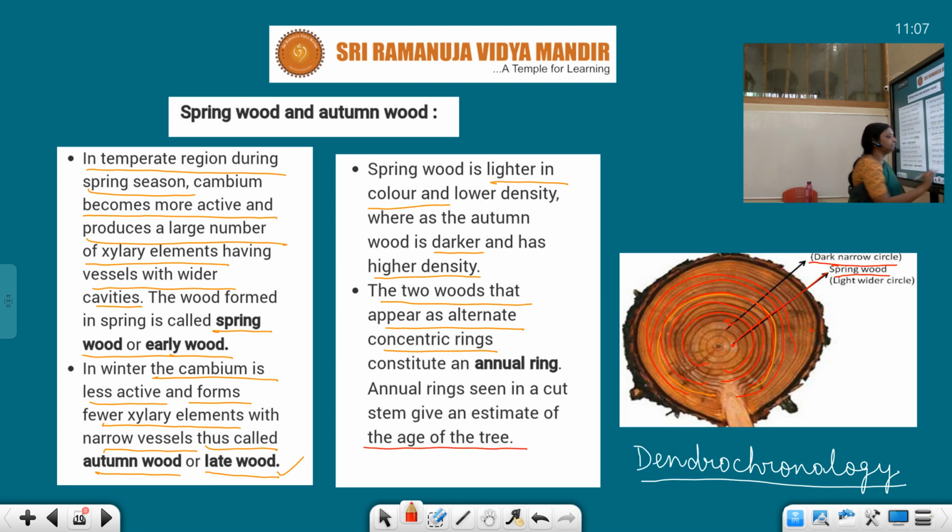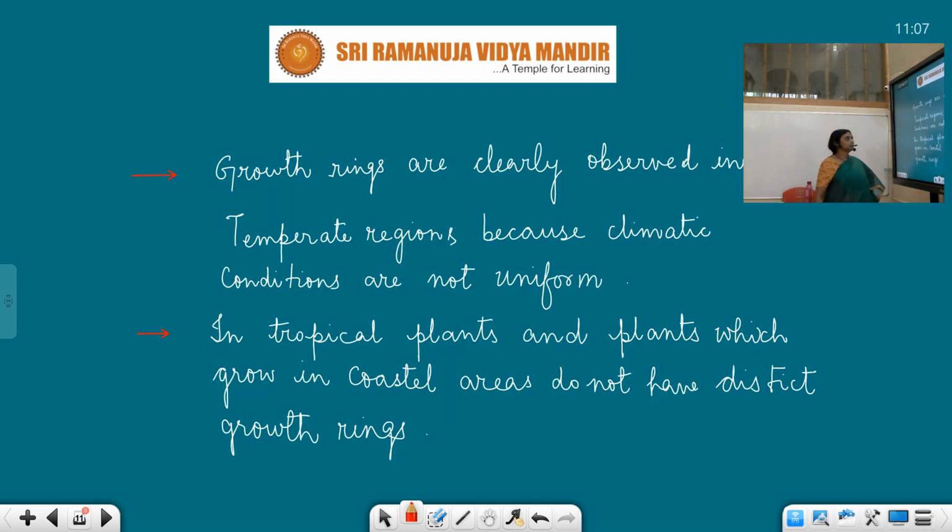By seeing these annual rings, we can estimate the age of the tree. Growth rings are clearly observed in temperate regions, where we can observe the change of climate. There we can see the growth rings, because climatic conditions are not uniform. The plants growing in the temperate, colder region, their growth rings can be seen.